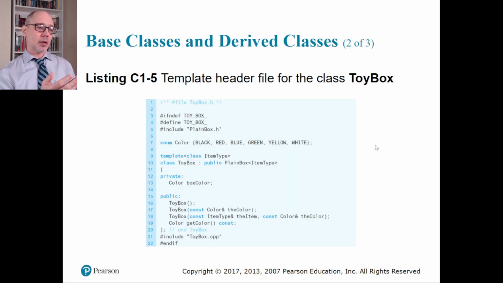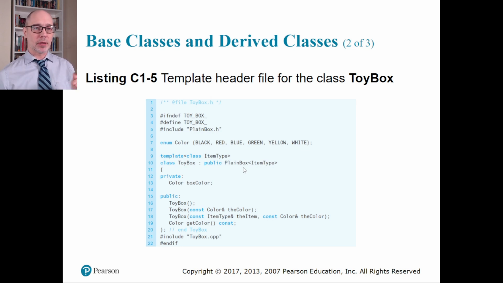So here is our definition to the toybox class. This is our header file in toybox.h. You have to include the plainbox definition to get to know about all that stuff. And the important thing here on line 10 is you're making a class called toybox, it's based on a public version of the plainbox class. Again, of whatever item type we're templating for storage purposes.